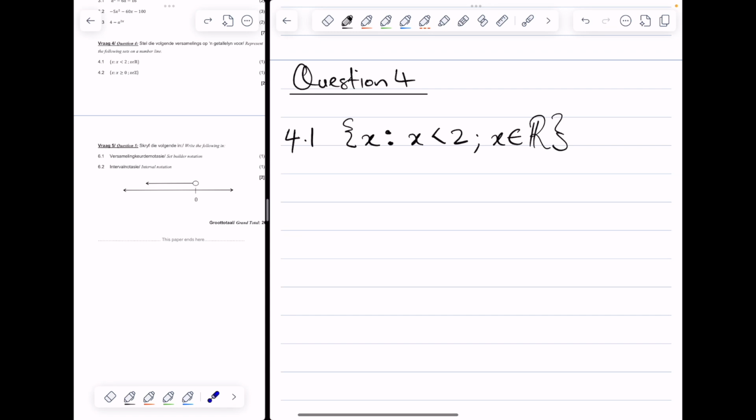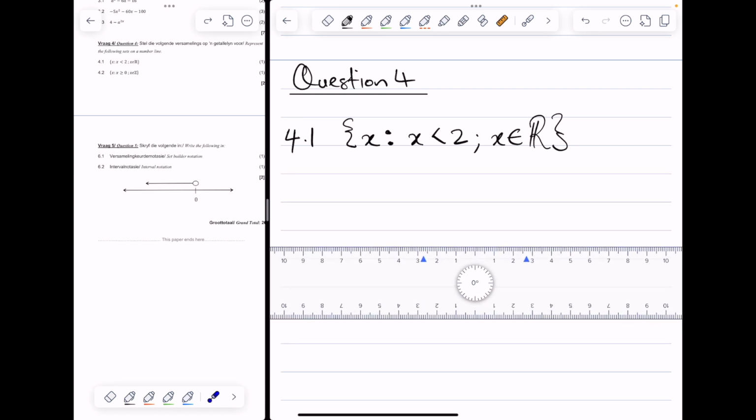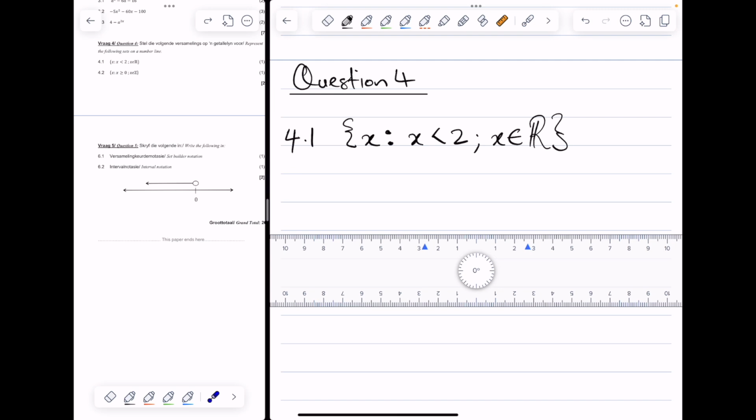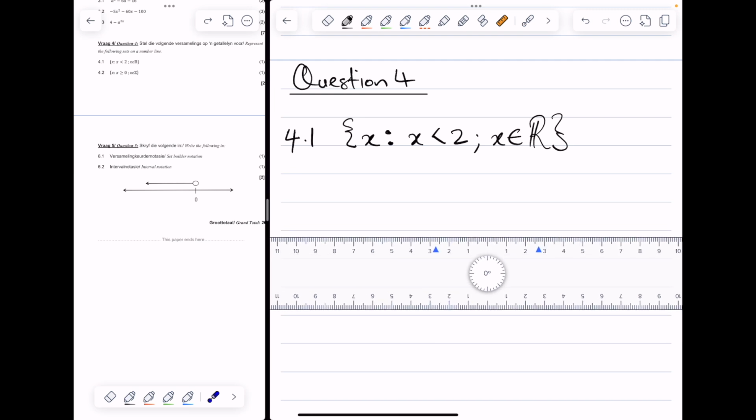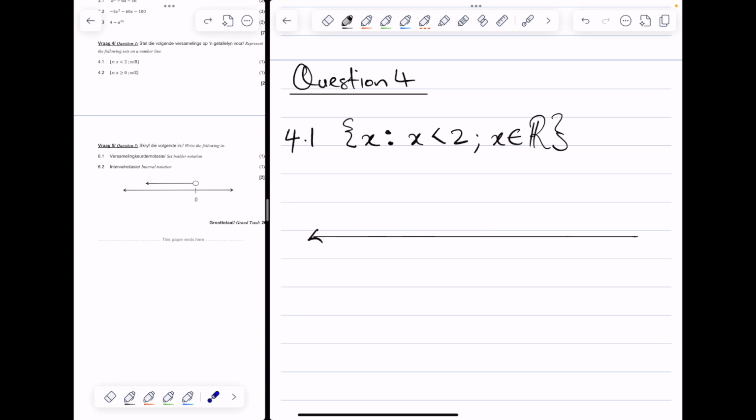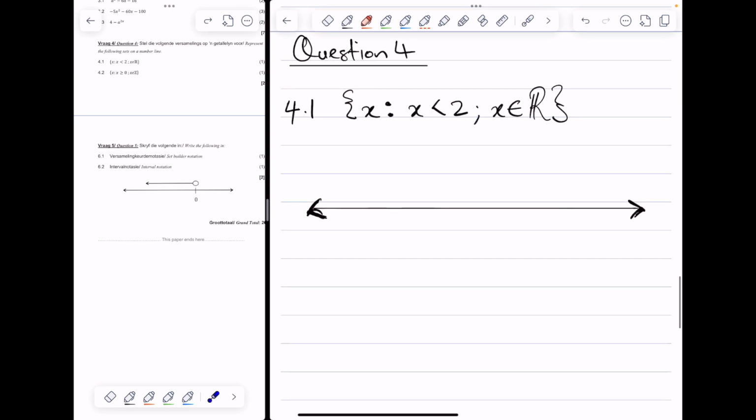So I need to represent this on a number line. If I quickly draw a number line, let's just use a black number line, and those are arrows, I promise. Our restriction is x less than 2, so the number that I want to see on this number line is a 2. I can put it anywhere, usually somewhere around the middle, it doesn't matter. I've got the number 2.